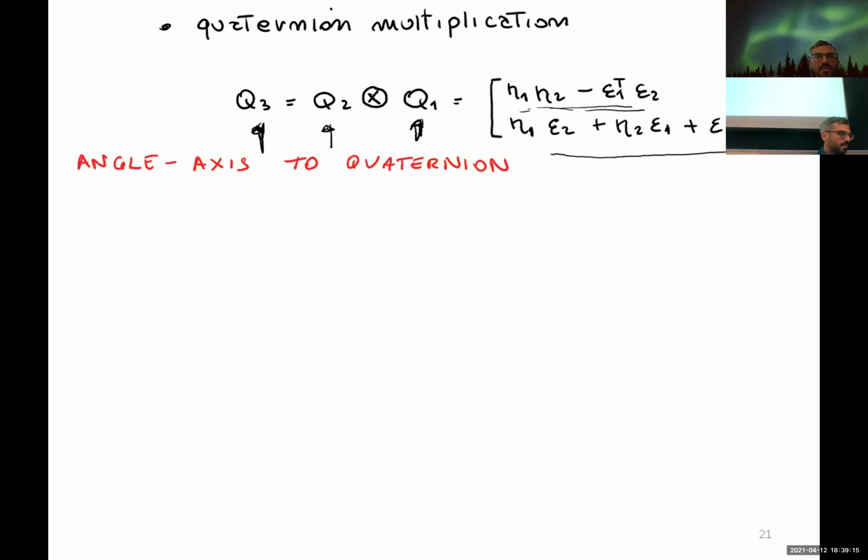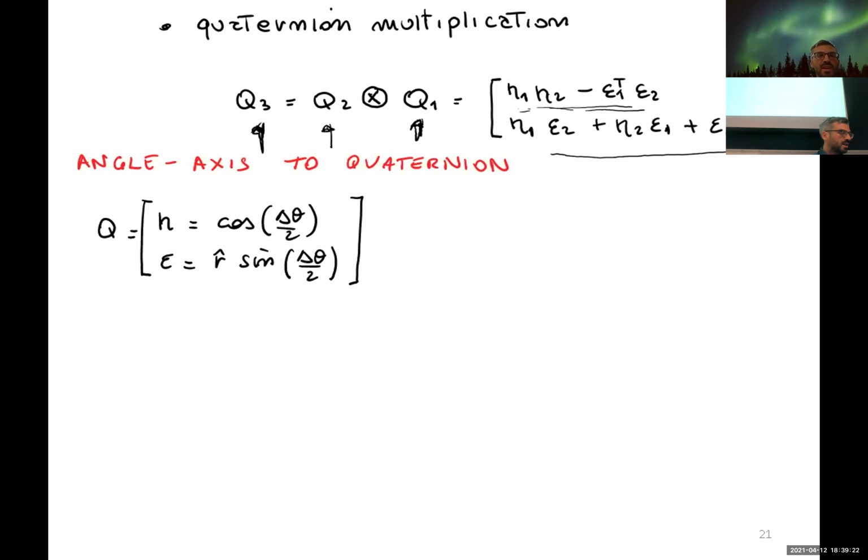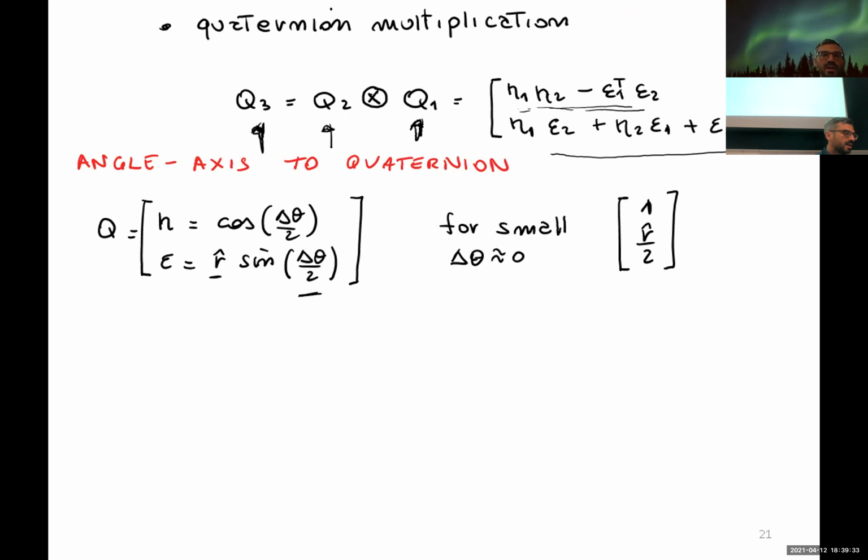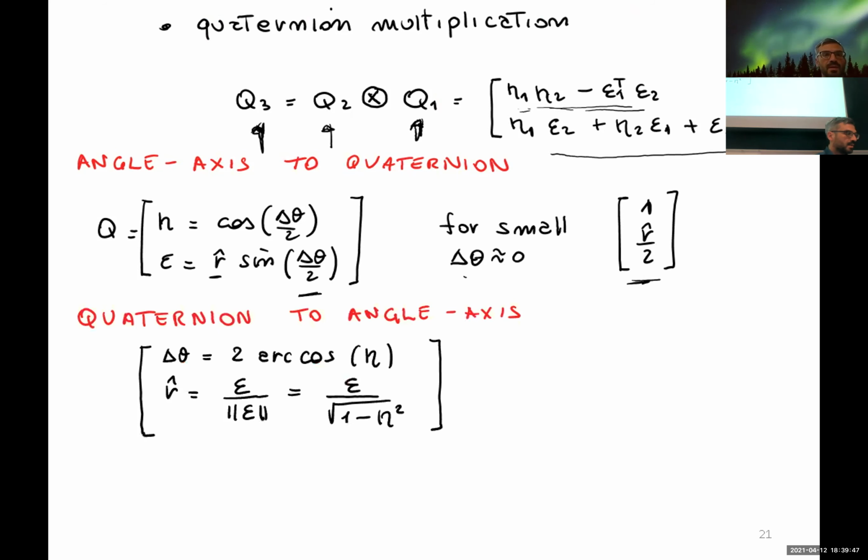We have the possibility to map and convert between quaternion and angle axis. So this is the angle axis to quaternion. Whatever we saw before can be easily mapped into quaternions, and whenever you have small angles, the corresponding quaternion boils down to this very simplified formula. And then from a quaternion, you can also compute the angle axis in this way. You can see that the axis is just the vectorial part divided by the norm of the vectorial part.